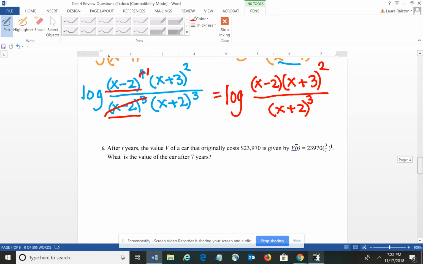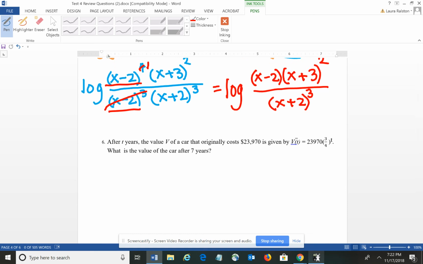Question 6 is really just a plug and chug problem, guys. Don't let it scare you, okay? Because if you look at it, it says, after 2 years, the value of a car that originally cost $23,970 is given by, and it actually gives you the formula or the equation that you need here in the problem. And then it asks you, what is the value after 7 years?